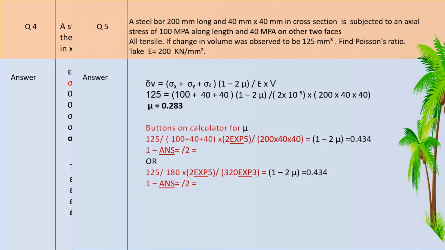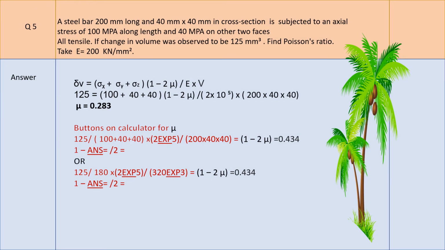Let us go to the next problem. A steel bar 200 mm long and 400 mm into 400 mm in cross section is subjected to an axial stress of 100 megapascal along length and 40 megapascal on other two faces, all tensile. If change in volume is observed to be 125 mm cube, find Poisson's ratio. Take E is equal to 200 kilonewton per mm square.